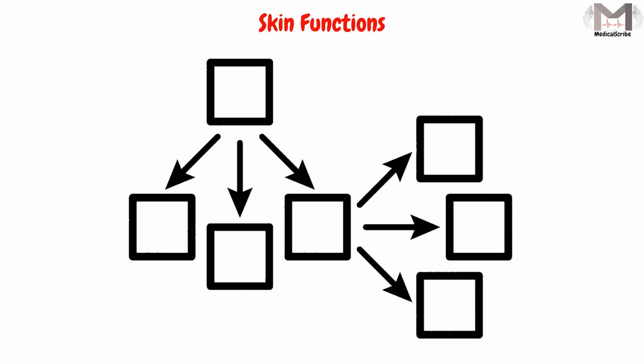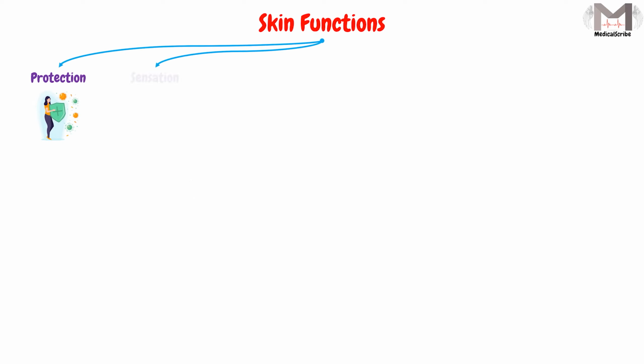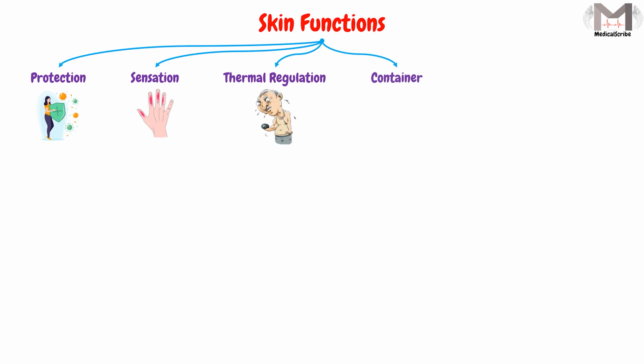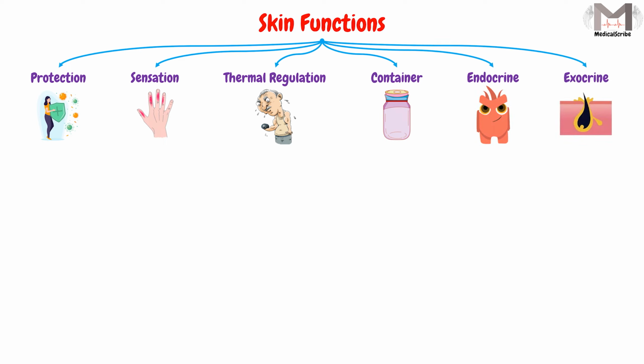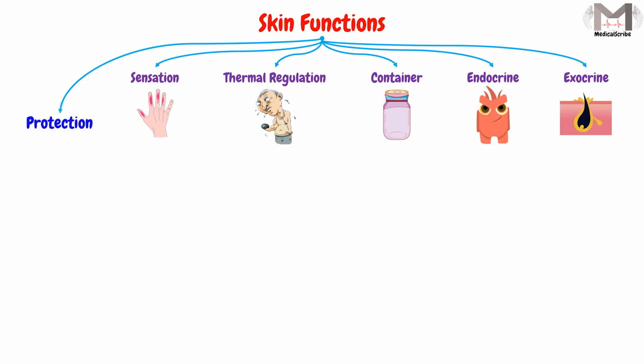Now, an important thing to know is what the functions of the skin are. In fact, there are a lot of functions and many ways to organize them, but we will explain the skin functions systematically and by maps to understand them better. We can say the skin has 6 main functions, which are protection, sensation, thermal regulation, being a container, and endocrine and exocrine functions. So the first thing is the protection.